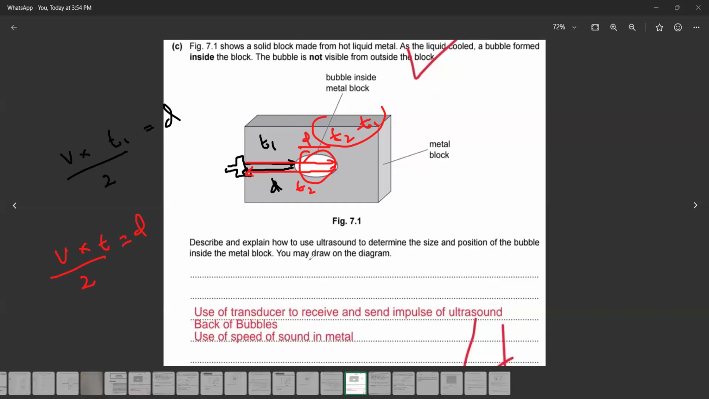Is it clear how an ultrasound can be used for detecting the position as well as the size? Anyone having a doubt? Should I repeat or is it fine?